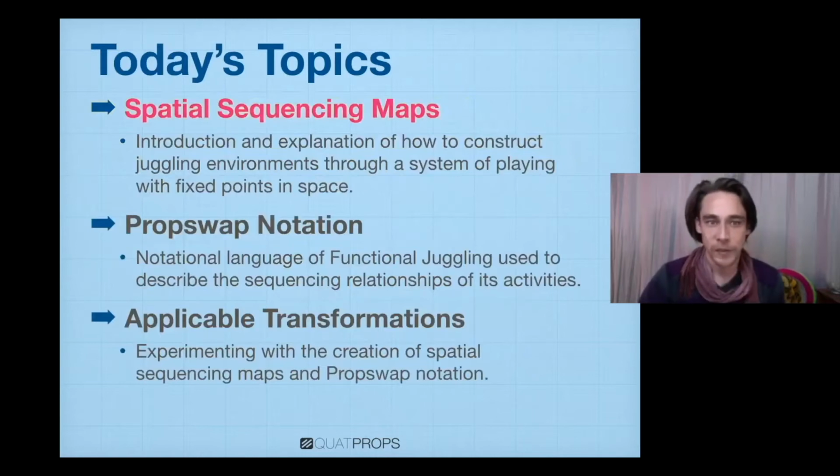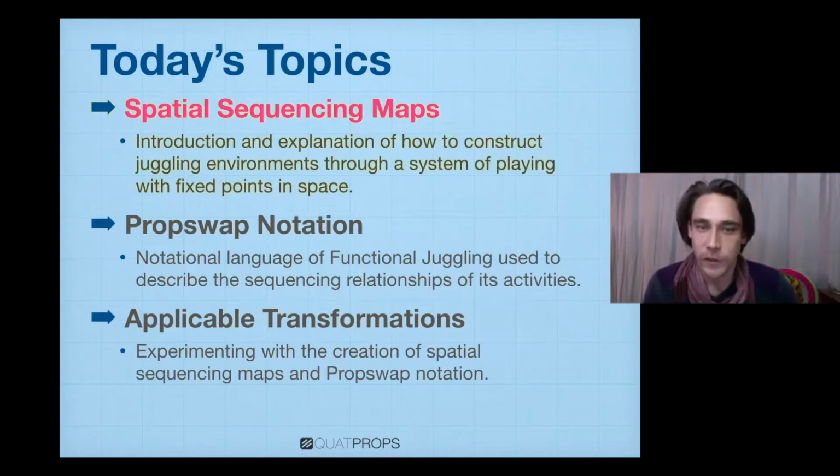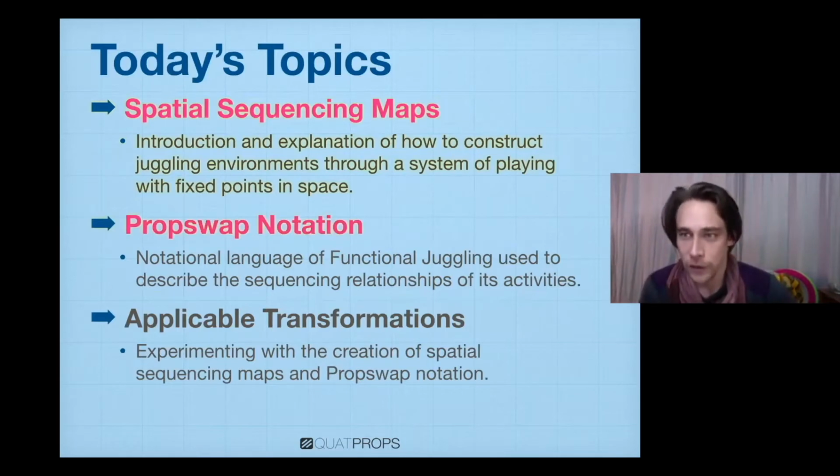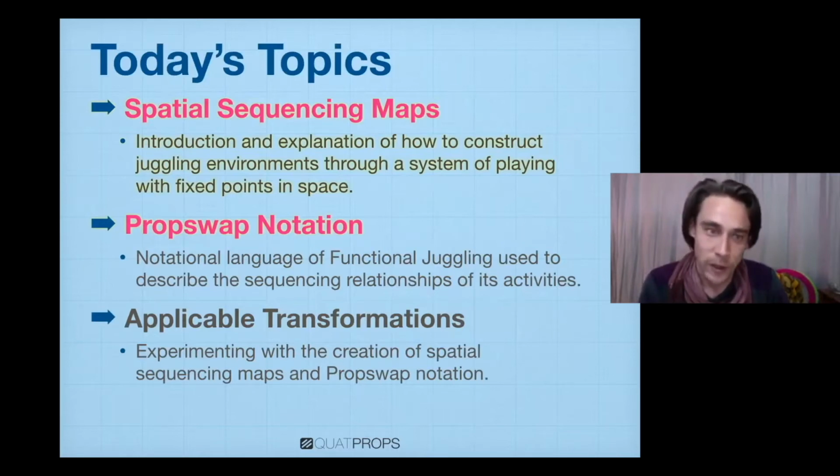Today's topics are going to be spatial sequencing maps, an introduction and explanation of how to construct juggling environments through a system of playing with fixed points in space. So as I said, we know what relationships we want to encourage. Now we need an environment in which to apply them. And that's going to produce a lot of material. And then later on, we want to start to construct choreographies as well, compositions, right? Music and juggling are very similar. We're going to be constructing compositions the same way we do there.